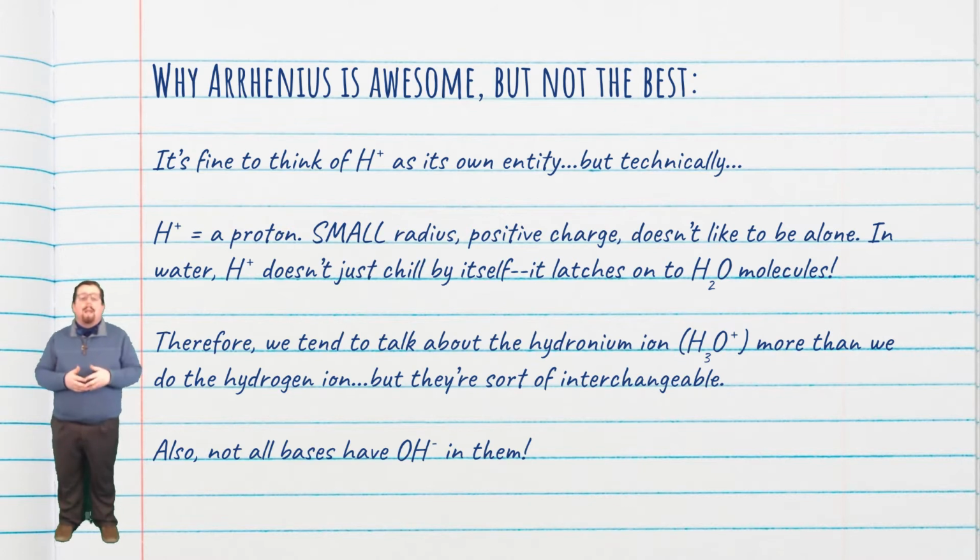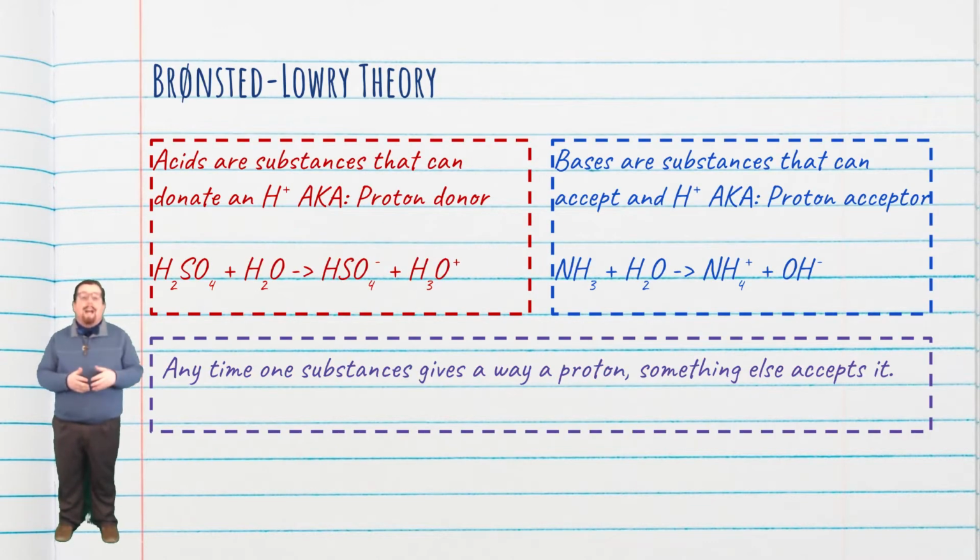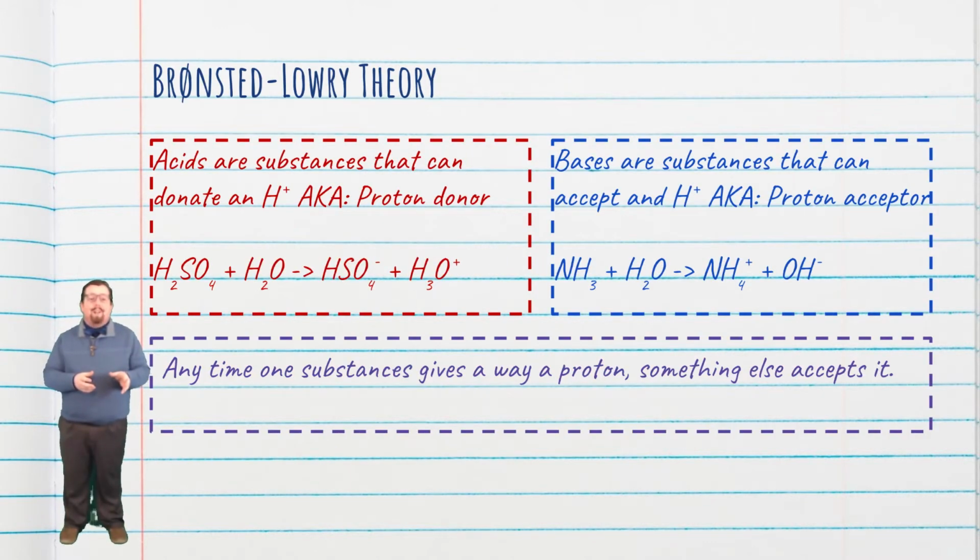No worries though, a pair of scientists came along and fixed that definition, which brings us to the Brønsted-Lowry theory. Brønsted and Lowry expanded our understanding of acids and bases to focus just on the hydrogen ion, the H+, the hydronium ion, the H3O+, or the proton, if you will. All of those terms are interchangeable, so make sure you understand that as we talk about it. According to the Brønsted-Lowry theory, acids donate a proton and bases accept a proton.